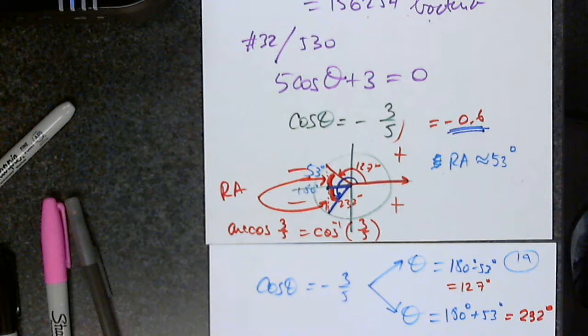We could not have determined this without the calculator, however. We are limited. We only know pi over 6, pi over 4, and pi over 3, and the corners of the unit circle. That's all we know. We don't know what angle has cosine 3/5. We had to use the graphing calculator to determine that. Any questions?